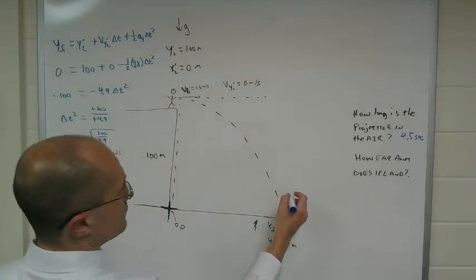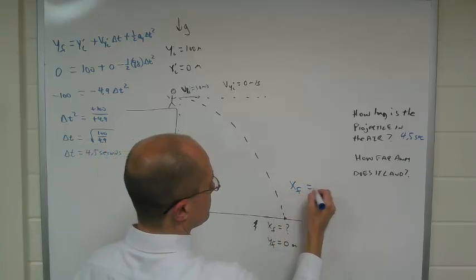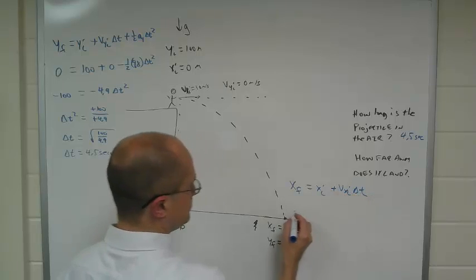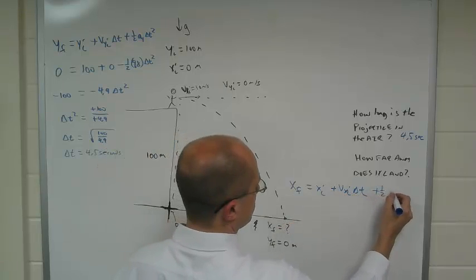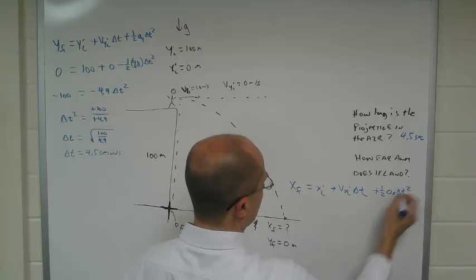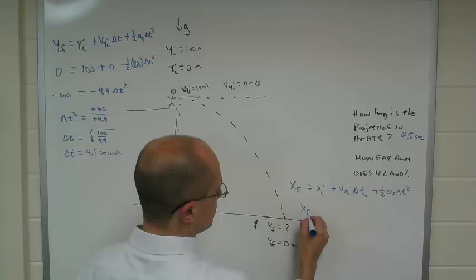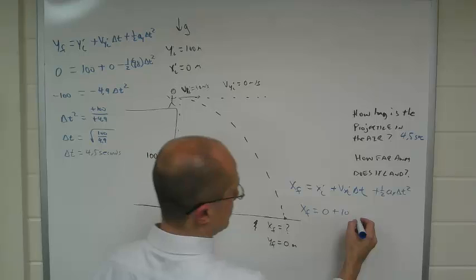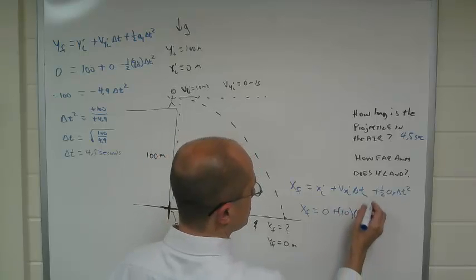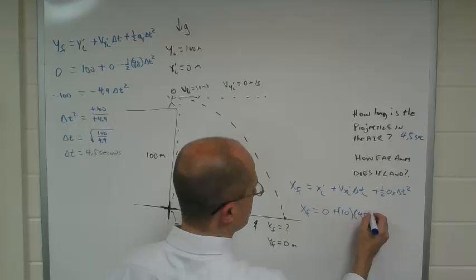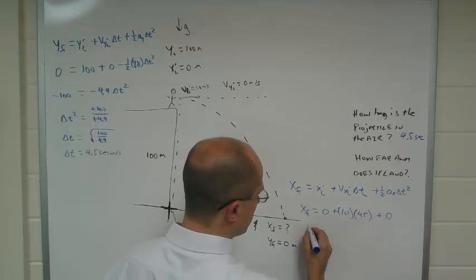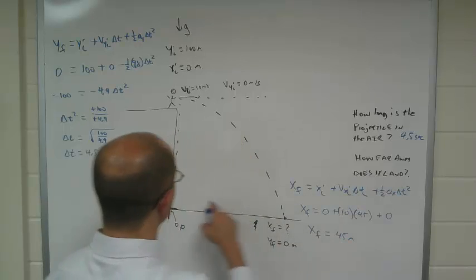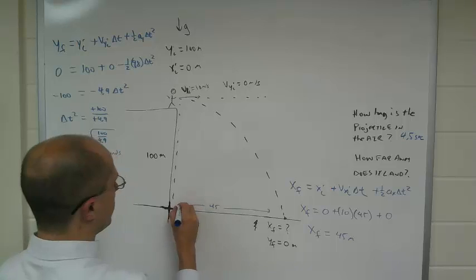Well, we can just use the fact that x final is x initial plus v x initial delta t. Well, and then there's plus the 1/2 a x delta t squared, but a x is 0, so x final is 0 plus our 10 meters per second we threw it at, times our delta t of 4.5 seconds plus 0, so x final is equal to 45 meters. So it should land 45 meters away when we throw it off this cliff.